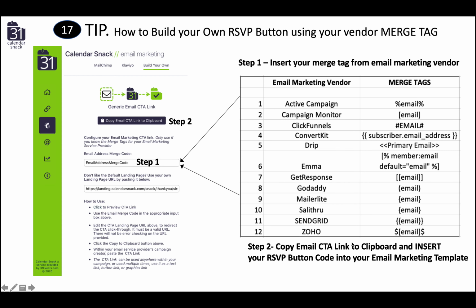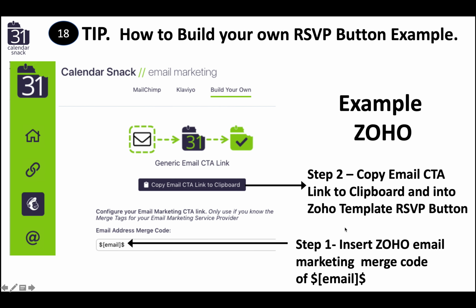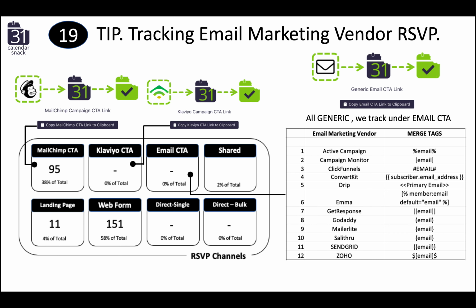Example here, go back to Zoho. Zoho is presented here, as you can see, and all I did was put the merge code tag in for Zoho. I hit copy to clipboard, and that would work that quickly for a Zoho template if you need it for RSVPs.